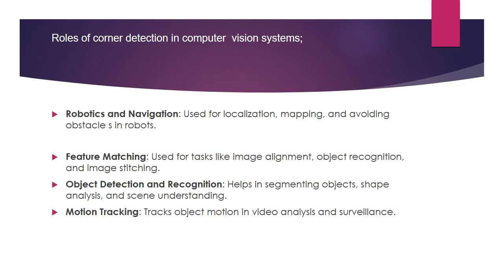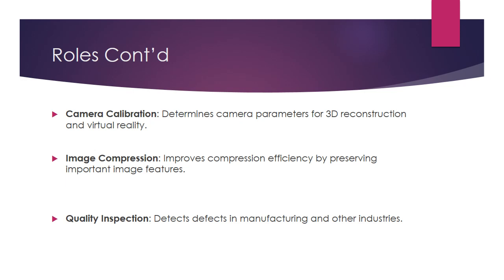So we have object detection and recognition. Through corner detection, we can detect given objects and recognize them based on the nature of the scene and the corners. Corner detection is also used in motion tracking, that is, tracking objects in motion or in video analysis and surveillance. It's also used in camera calibration, where it determines camera parameters in 3D reconstruction and in virtual reality.